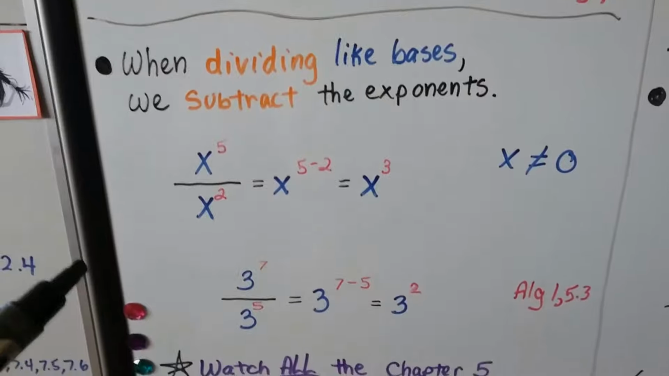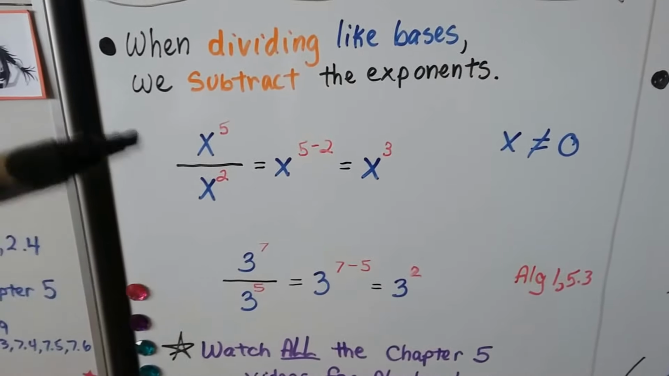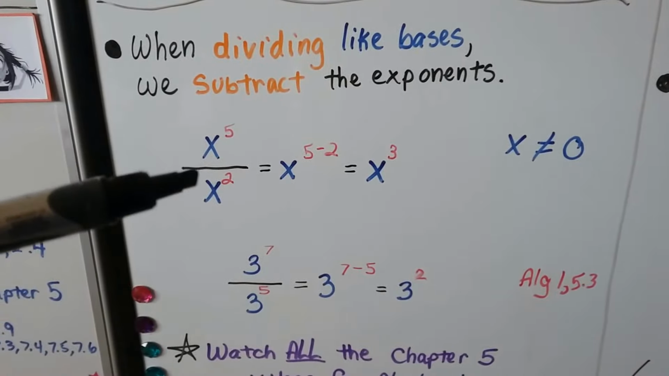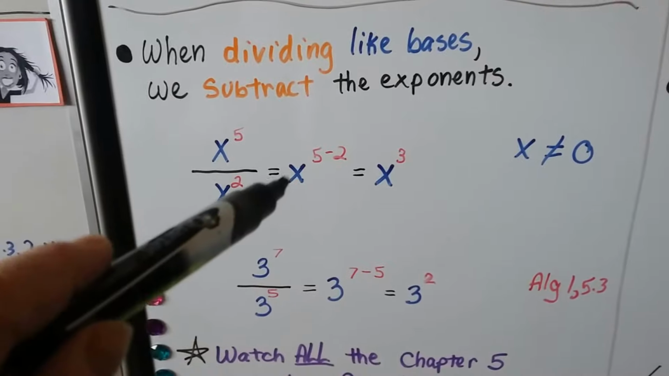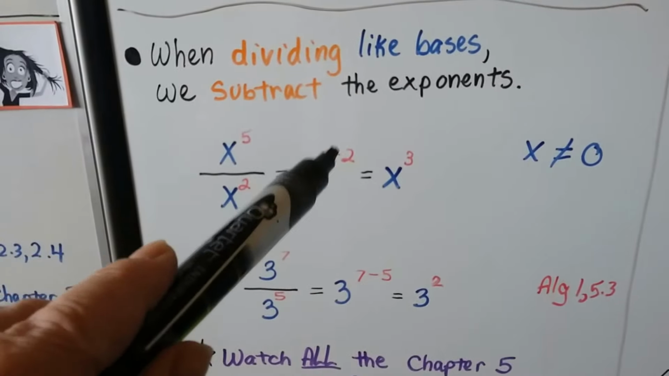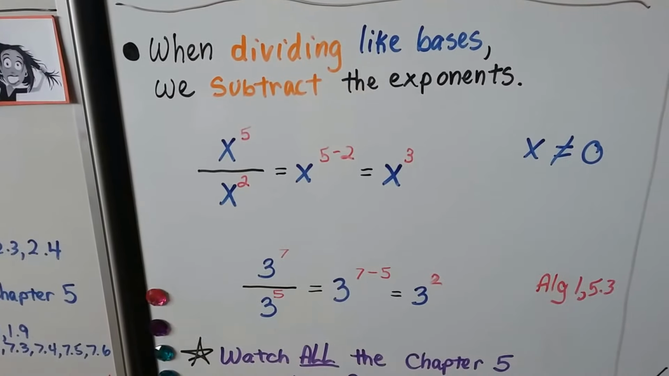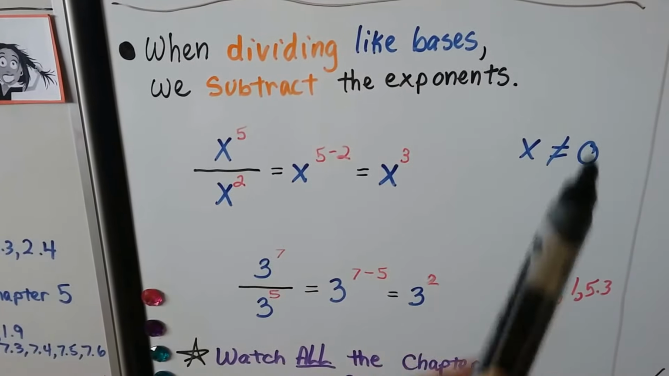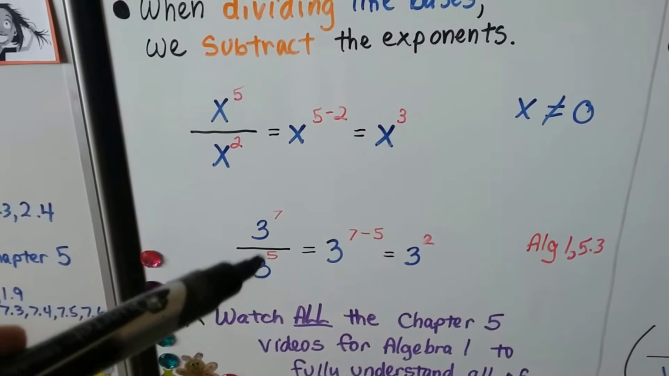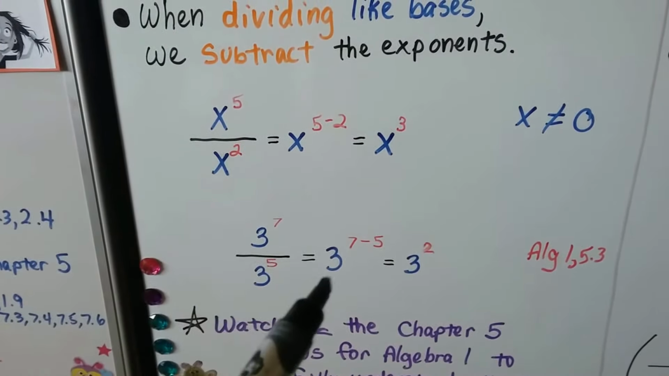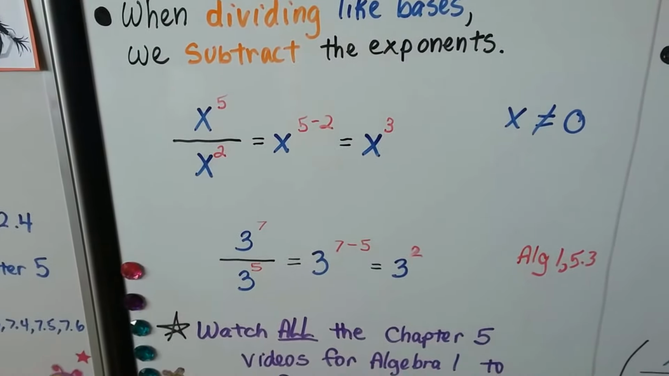When dividing like bases, we subtract the exponents. So remember, fractions are like little division problems. If we have x to the 5th power divided by x to the 2nd power, we have x to the 5 minus 2. See that? We're subtracting, so we get x to the 3rd power. X can't be 0, all right? If we have 3 to the 7th power divided by 3 to the 5th power, we subtract the exponents. 3 to the 7 minus 5, we get 3 to the 2nd power.